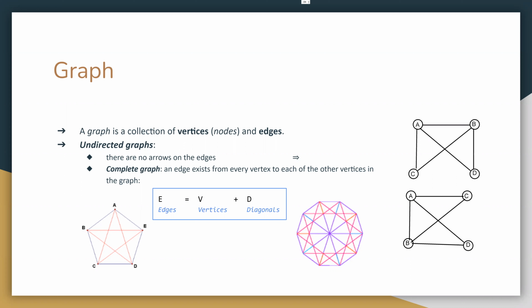What does that mean? Basically, if you look at this, that's a complete graph. This one has 5 nodes, A, B, C, D, E. A is connected to each and every other node, B, C, D, E, with a direct line. That's called a complete graph. With a complete graph, you have this formula here: the number of edges equals the number of nodes plus the number of diagonals.